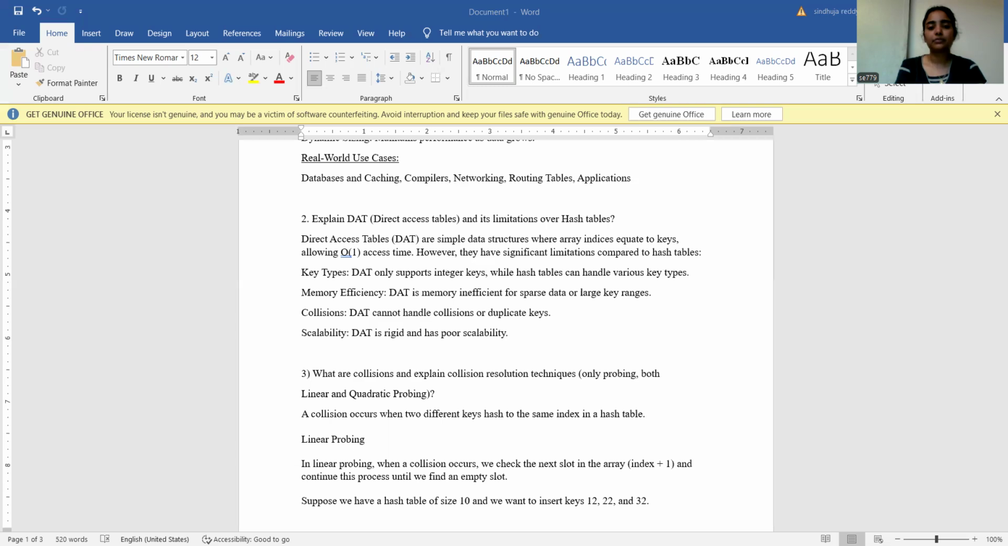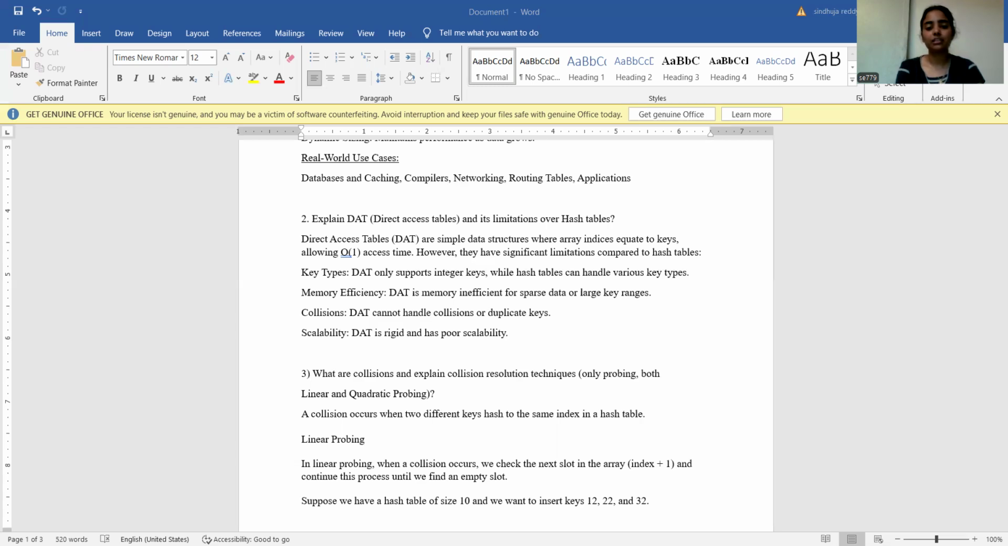A DAT can only be used with integer keys, but hash tables can process all types of keys. The unfortunate truth is that it is memory inefficient for sparse data or large key ranges. It is also rigid in implementation and has poor scalability. In contrast, hash tables are more versatile and efficient. They can resolve collisions, handle different types of keys, and maintain high performance over large inputs, which is an advantage.